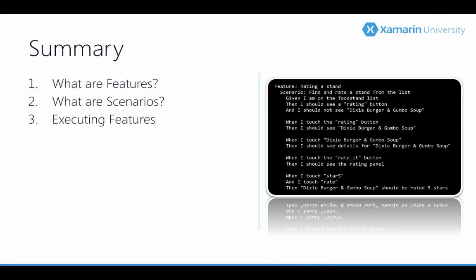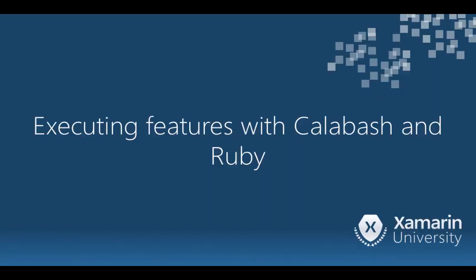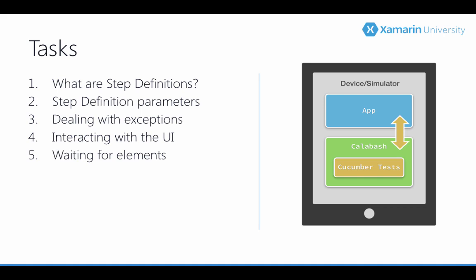So now you've seen what features and scenarios are, as well as how you can execute those features. So let's move on to looking at how to use the Calabash API with Ruby to write executable tests so that we don't use the predefined steps. In this objective, we're going to run through writing step definitions in Ruby, dealing with exceptions, and also how to interact with the user interface.